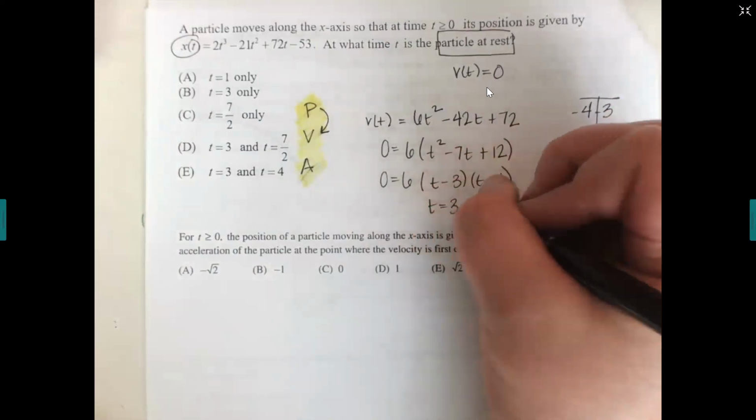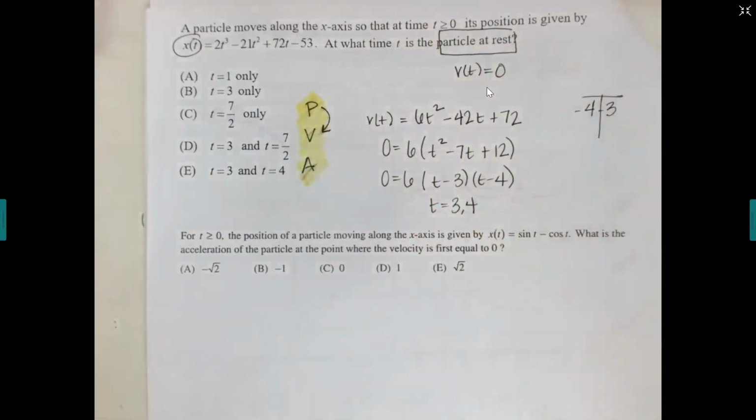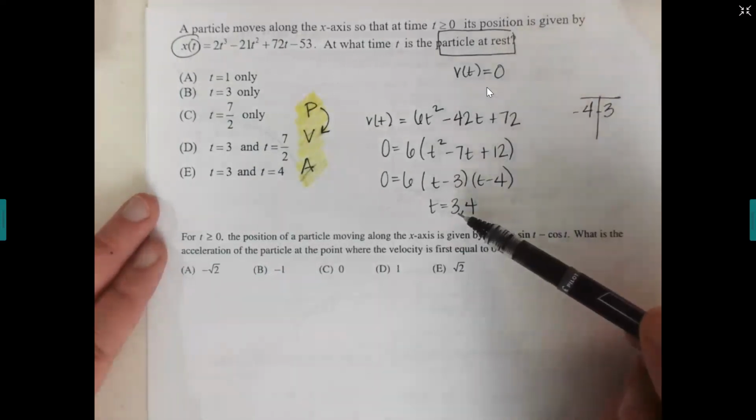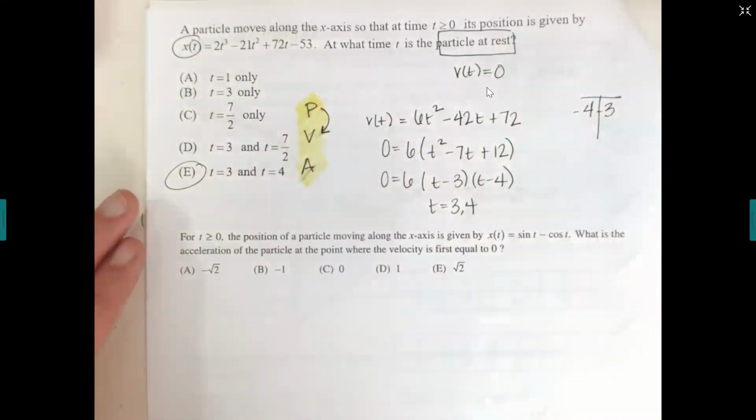Now, one more thing here. If it had said, where's their relative max or relative min, that's where you do a sign chart. But if all you want is for it to be at rest, setting equal to 0 is enough. So it'd be E. All good on that?